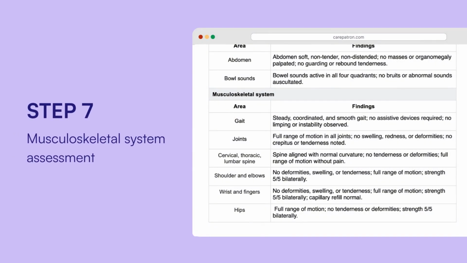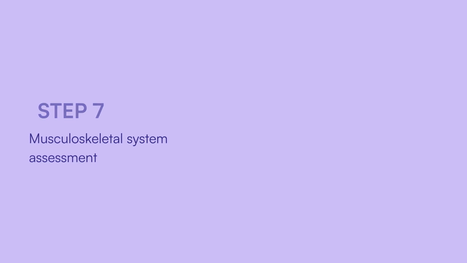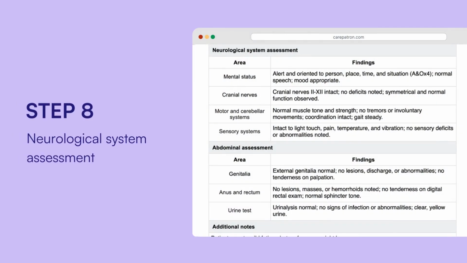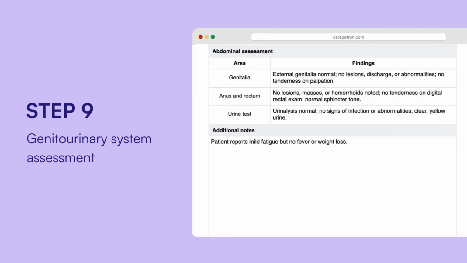Musculoskeletal system assessment. Evaluate the musculoskeletal system by observing the patient's gait and checking the range of motion in their joints. Neurological system assessment. Now assess the neurological system, check the patient's mental status, alertness, and reflexes, and examine the cranial nerves. This step is crucial for understanding the patient's nervous system health. Genitourinary system assessment. Finally, examine the genitourinary system. Look for signs of infection or abnormalities in the genital area and review the results of any urine test. This step is vital for assessing the health of the urinary and reproductive system.